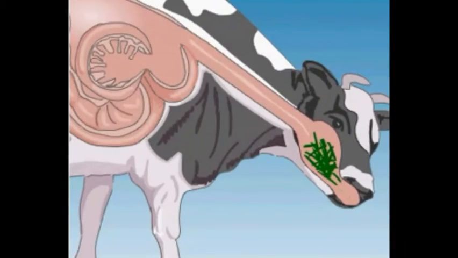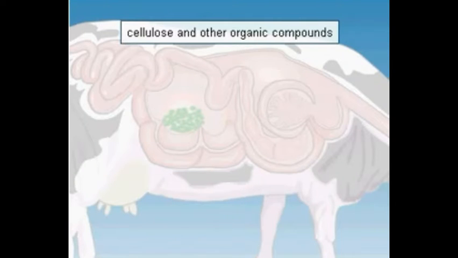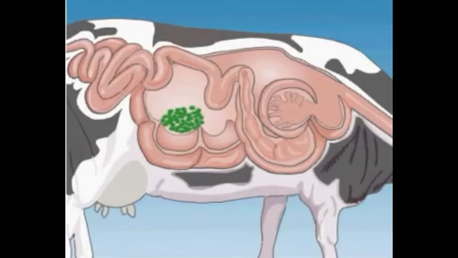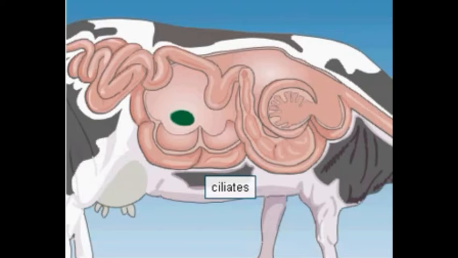Grass consumed by an animal is crushed into pulp in the mouth. It is also moistened by saliva and moved to the rumen by peristalsis of the esophagus. In the rumen, crushed food is mixed with symbiotic microorganisms that break down cellulose and other organic compounds into simple sugars. Rumen bacteria also bind inorganic nitrogen and incorporate it into their own proteins. These bacteria also synthesize B-complex vitamins. Apart from bacteria, the rumen is also inhabited by ciliates. Some of them break down cellulose, while others feed on the rumen bacteria.